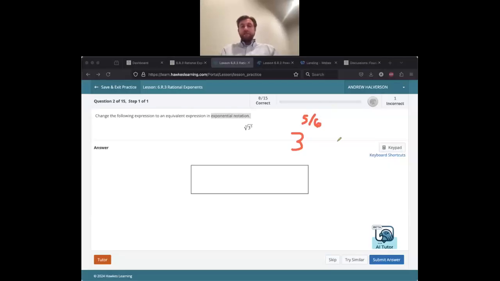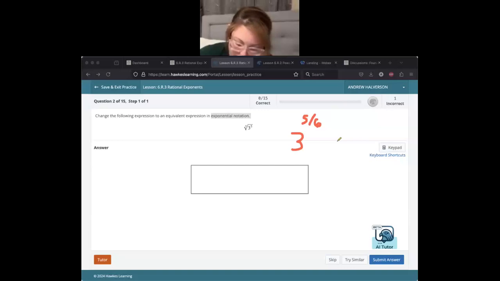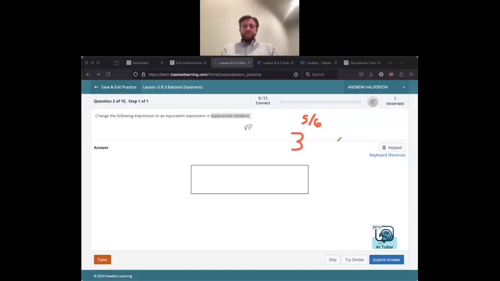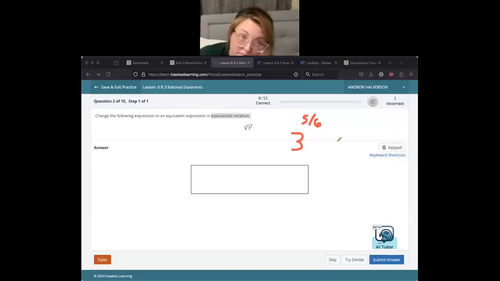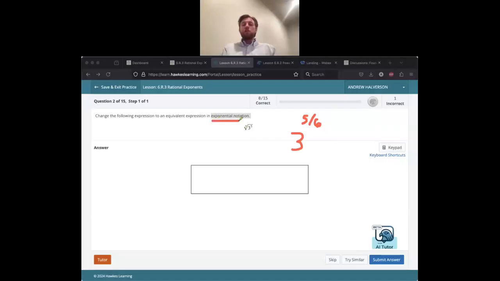That's it. There's nothing else we can do. There's nothing to do. It just wants you to convert it. When they say exponential notation, they mean write it as an exponent. Write the same thing with an exponent instead of a radical.